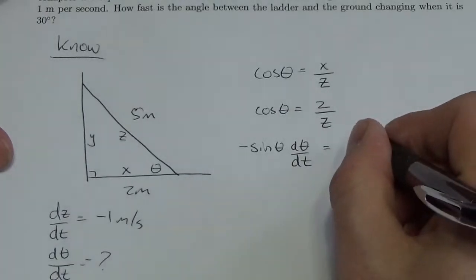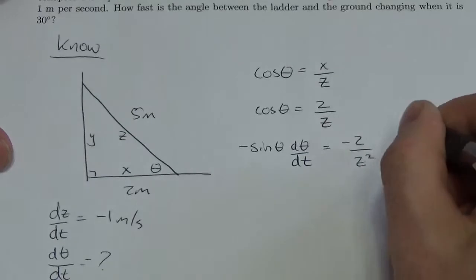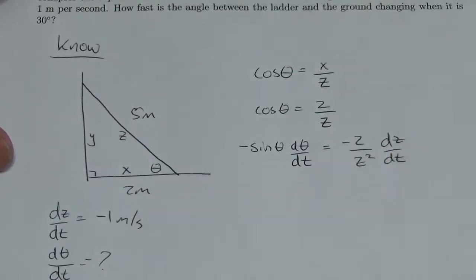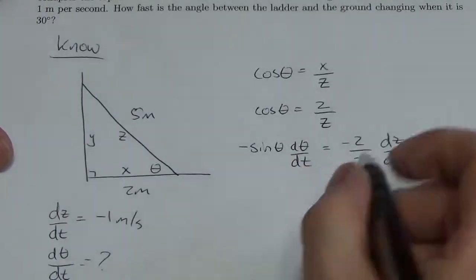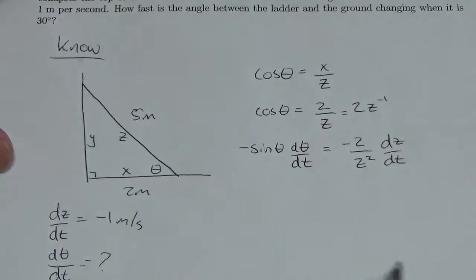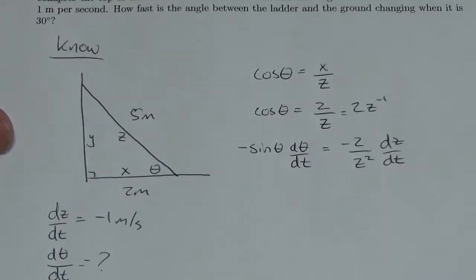And then over here, this is going to end up being -2 over z squared dz by dt. Now again, if you're wondering where that all came from, all I did was rewrite this as 2 multiplied by z to the -1. So I brought down the negative and then subtracted 1 from the exponent. So there you go. I am looking for d theta by dt.